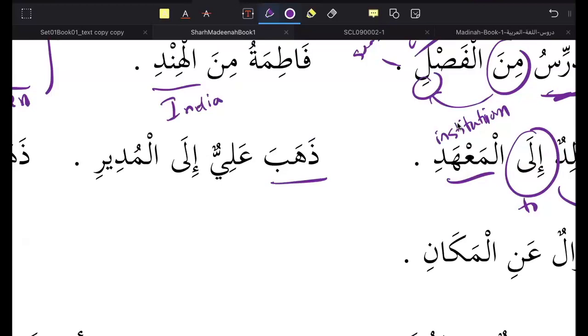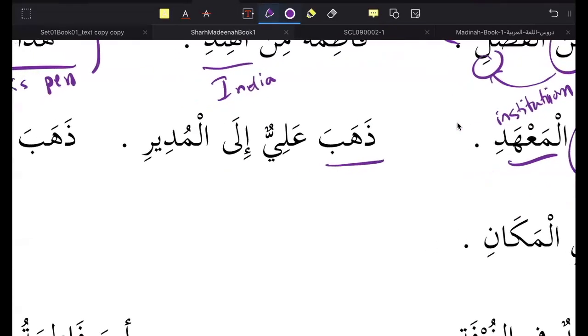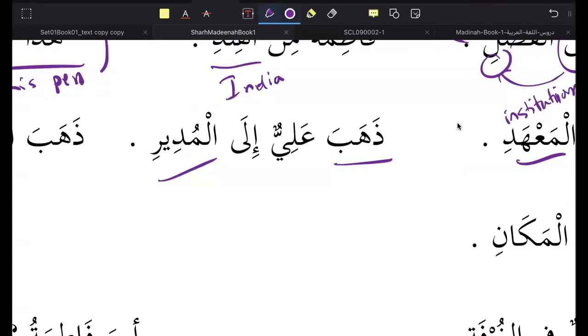So we have ذهب again. ذهب علي إلى المدير. So Ali went to what? What is mudir? Mudir again has a lot of different meanings based on context. If you say mudir in a company, it would mean supervisor or director or manager. But when you say mudir in a school environment, you might think of principal or headmaster.